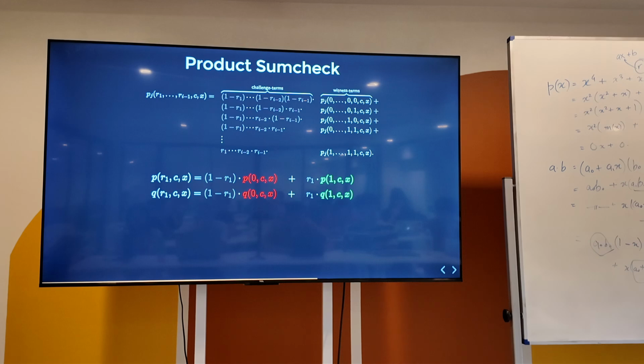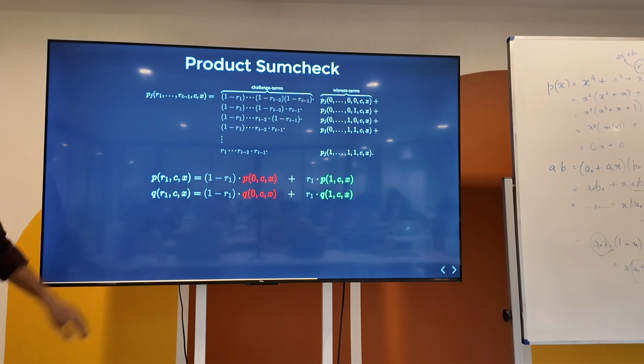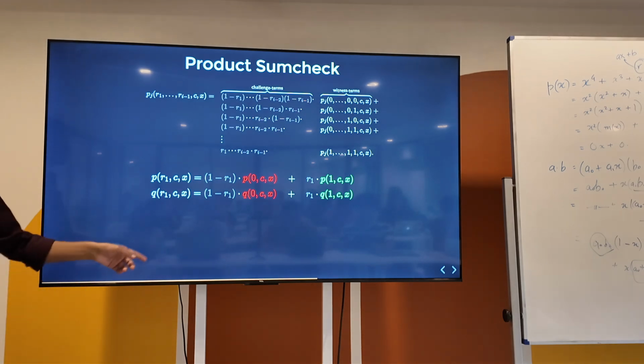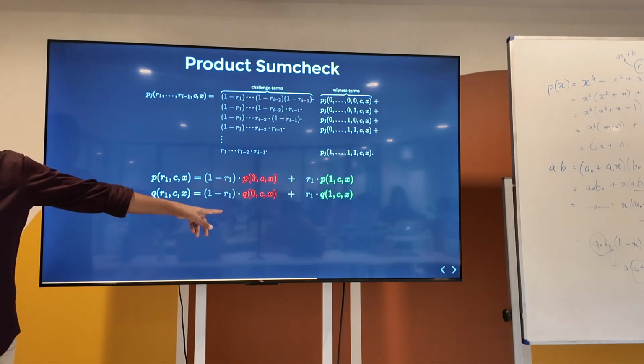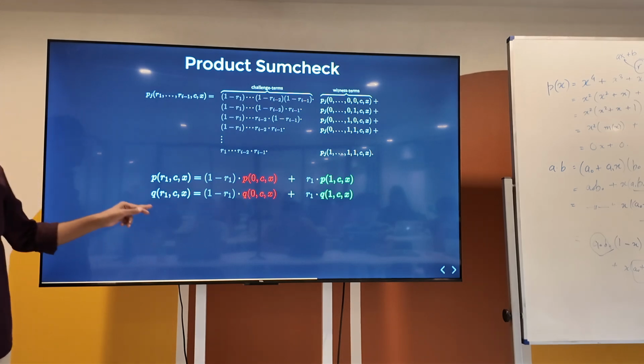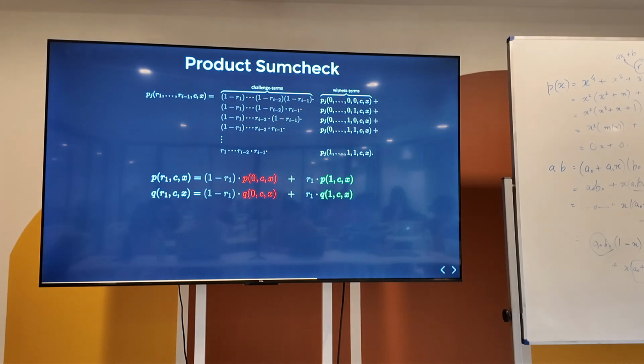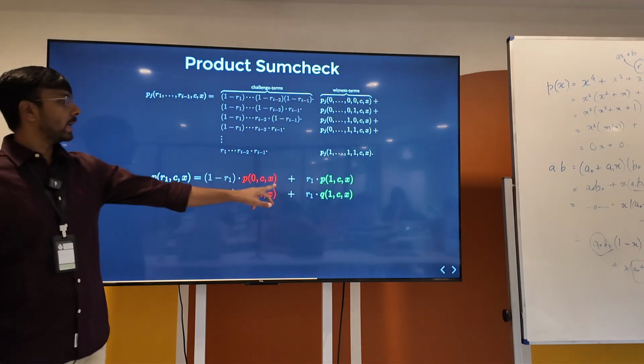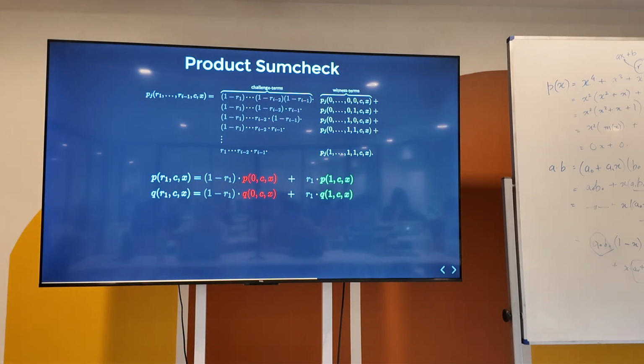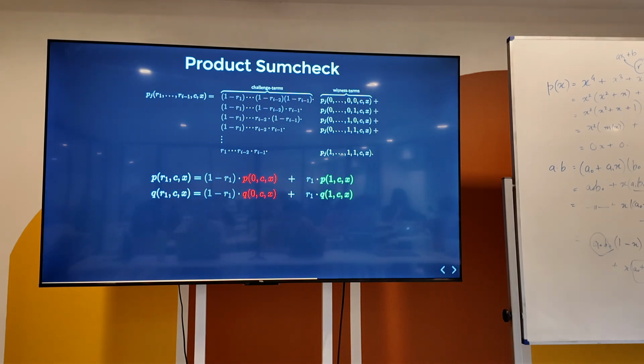So this is a quick example we are looking at. Let's say you have two polynomials, P and Q. Instead of looking at the product of D polynomials, let's only look at two polynomials, and let's look at the second round. In the second round, you only have one challenge, R1, from the previous round. Now your P and Q can be written in this particular linear form: 1 minus R1 times whatever is your P evaluated at 0. C and X you can ignore, it's the common term everywhere. The red term I'm showing as the 0 term, the green term as the 1 term.